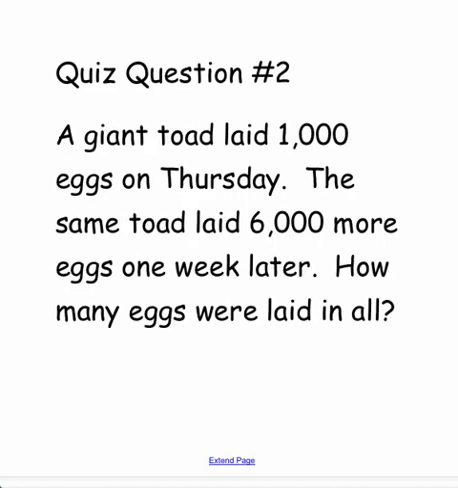Quiz question number 2. This is your last quiz question for today. There's only 2 because these are story problems. A giant toad laid 1,000 eggs on Thursday. The same toad laid 6,000 more eggs 1 week later. How many eggs were laid in all? Again, you should be drawing a part total diagram and solving the problem.